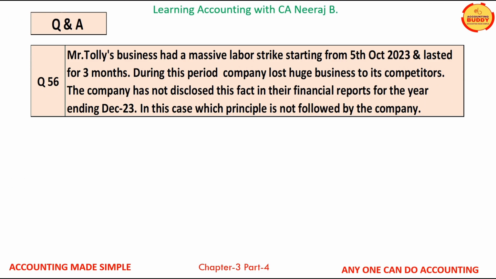Question number 56 on your screens is Mr. Toley's business had a massive labor strike starting from 5th of October 2023 and lasted for 3 months. During this period, the company lost huge business to its competitors. The company has not disclosed this fact in their financial reports for the year ending December 23. In this case, which principle is not followed by the company?